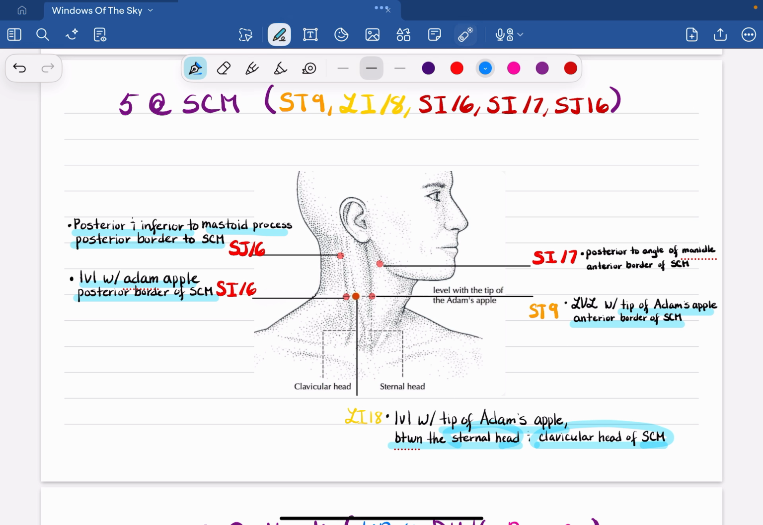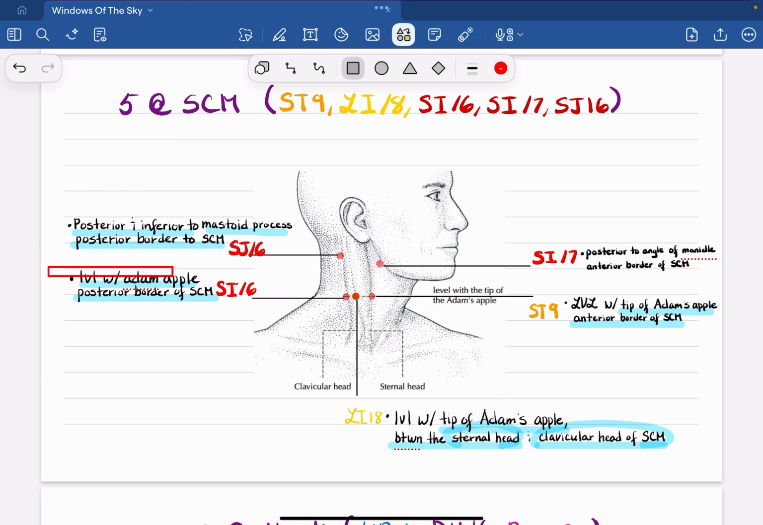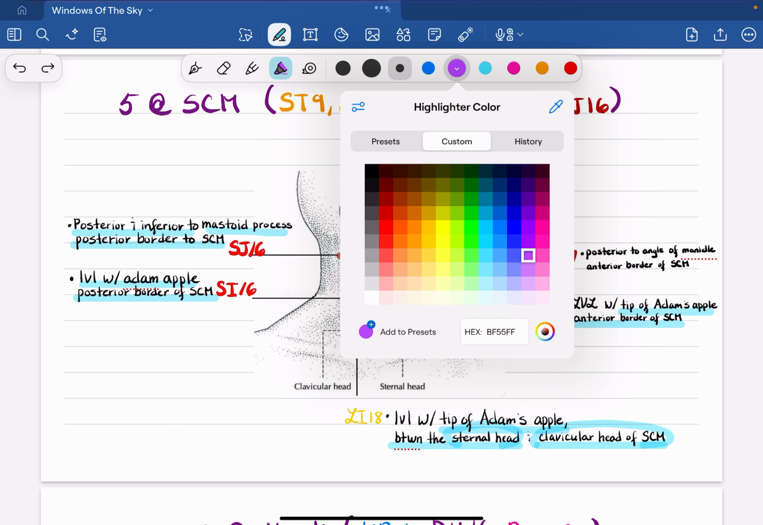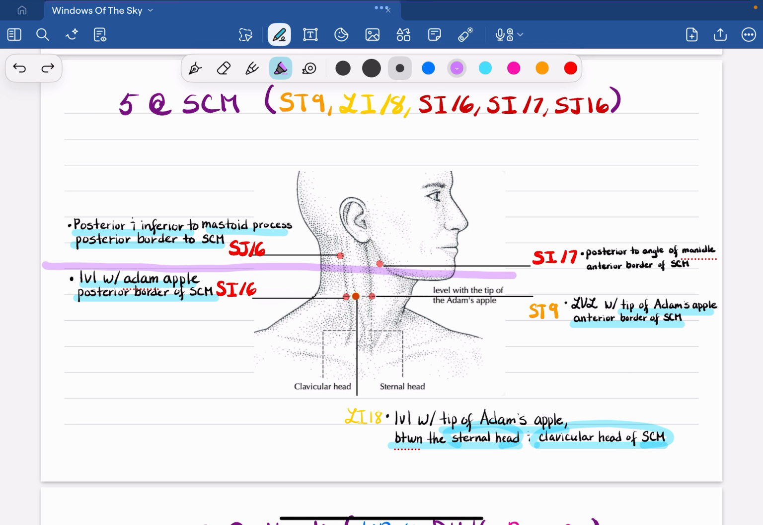So I'm going to actually draw a line that separates this. Let me do a highlighter. Let me do purple. Something a little bit lighter. Okay, I think that'll be helpful. So there we have it.